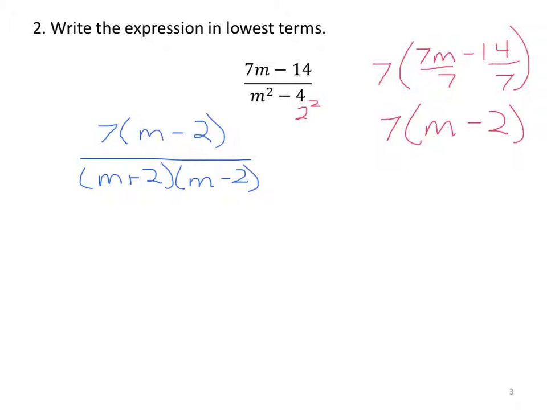Okay, now we are down to as much as we can factor, so we can go on to our reducing. M minus 2 cancels with m minus 2. That's all that cancels, so we're left with 7 over m plus 2 as our solution.